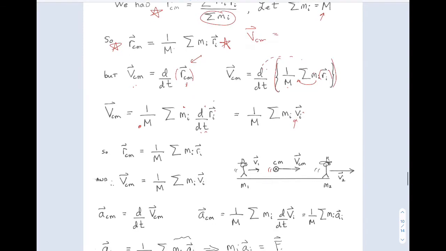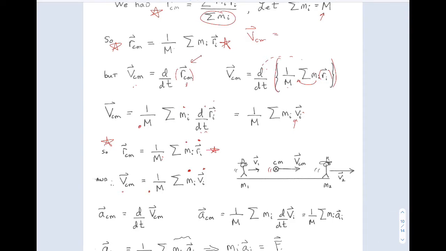So not only do we have the expression from before, that if I want to find the location of the center of mass, it looks like this: I go to each object's location, multiply by the mass, divided by the total mass of the system, or I sum up all the mass of the system. If I want to find the velocity of the center of mass, I go to each object's individual velocity, multiply by the mass of that object, and then divide by the total mass, the sum over the total mass.